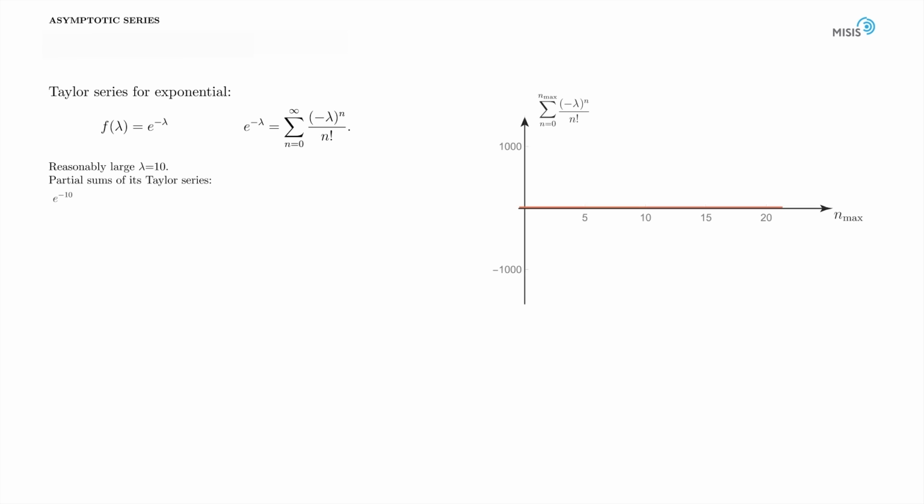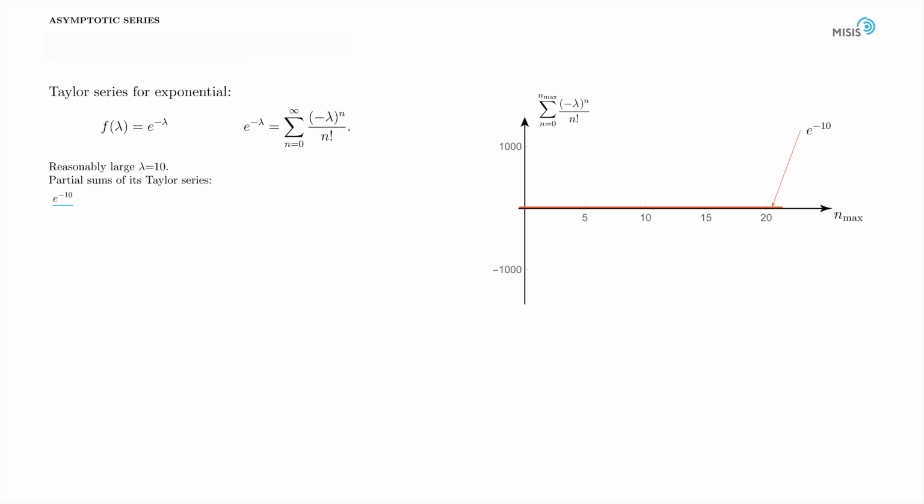Let's see how well the Taylor series approximates it. Let's take a reasonably large lambda and build partial sums of the Taylor series. First, let's plot e to minus 10. So these are our axes. The horizontal line represents the number of terms in the Taylor partial sum. The vertical one is for the value of the partial sum itself. So e to minus 10 is a really small number, of the order of 10 to minus 5. Here it is, the red line going close to the horizontal axis.